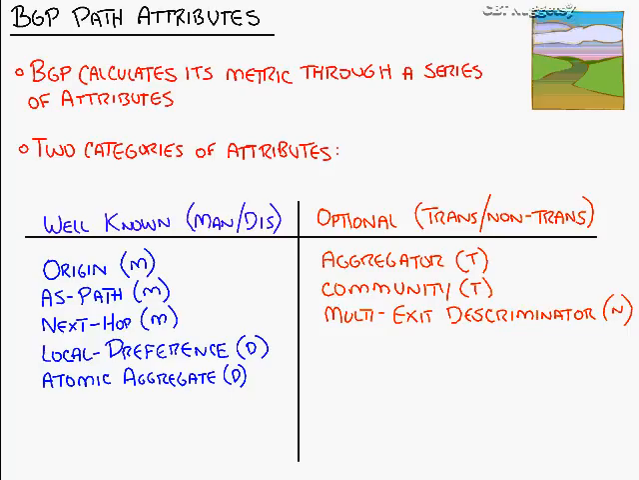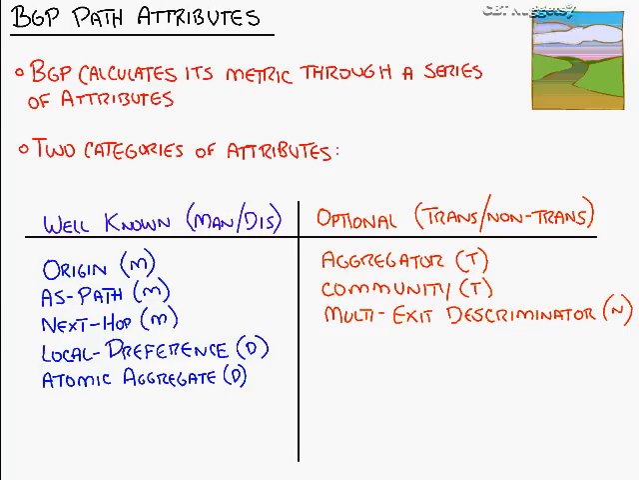The first two that we see are well-known and optional attributes. Well-known attributes are the ones that have to be supported by every router that claims to be BGP compatible or support the BGP routing protocol. I guess you could say that in order to support BGP, you have to support these well-known attributes. Under that category, you see two subcategories, and those are mandatory and discretionary attributes.